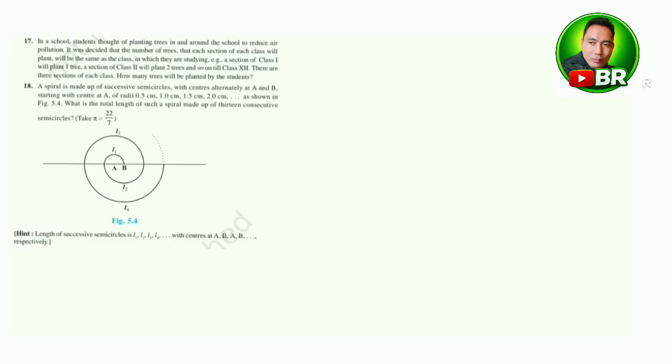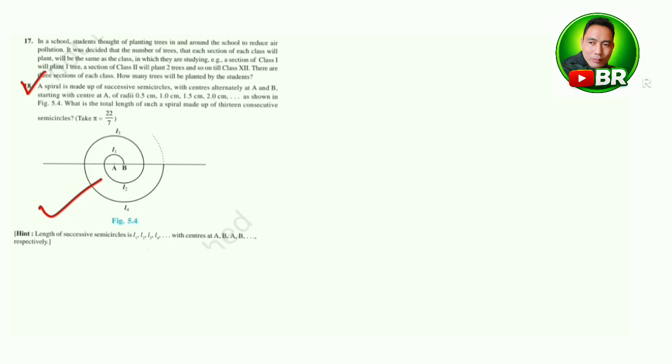Question number 18. A spiral is made up of successive semicircles with centers alternately at A and B, starting with center at A of radii 0.5 cm, 1 cm, 1.5 cm, 2 cm as shown in figure 5.4. Over here, what is the total length of such a spiral made up of 13 consecutive semicircles?